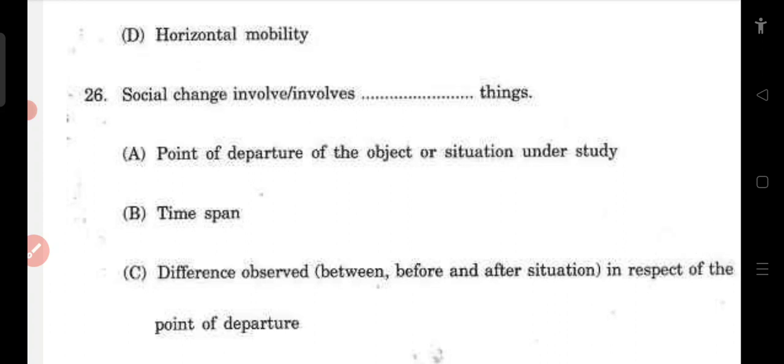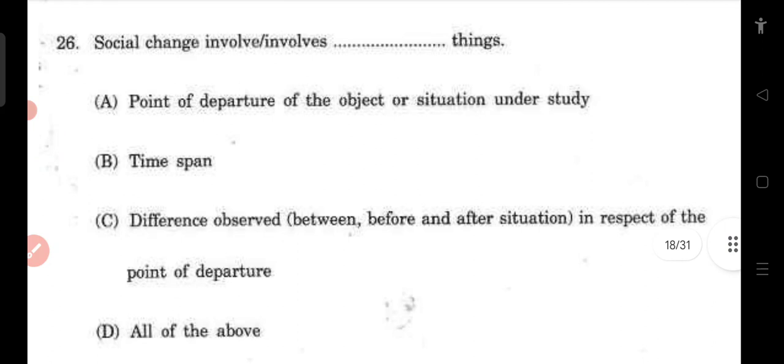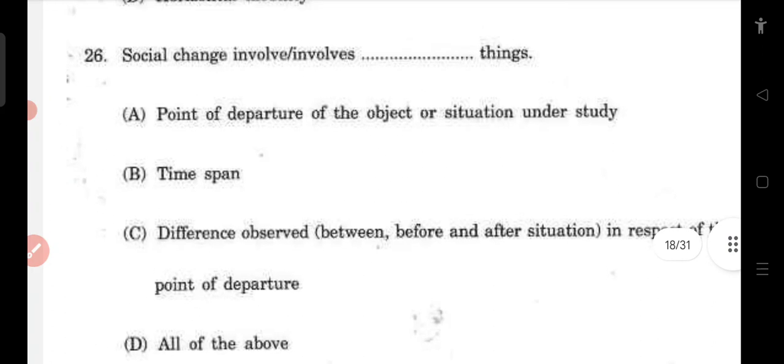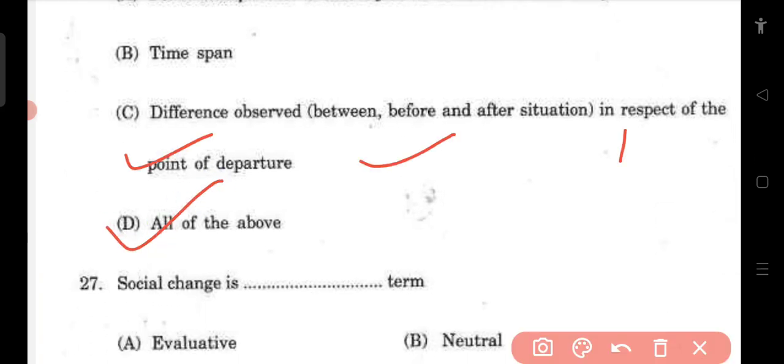Question number 26 is asking: social change involves dash things. Option A, point of departure of the object or situation, and the study time span; difference observed between before and after situation in respect of the point of departure; all of the above. So the question is simply asking what things social change involves: point of departure of the object or situation under study, time span, difference observed. So here the answer should be all of the above.